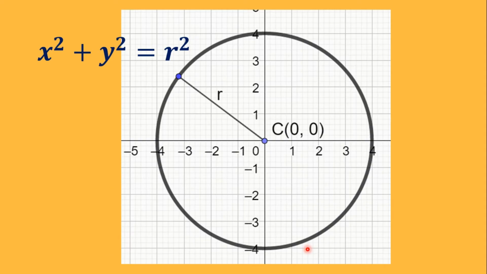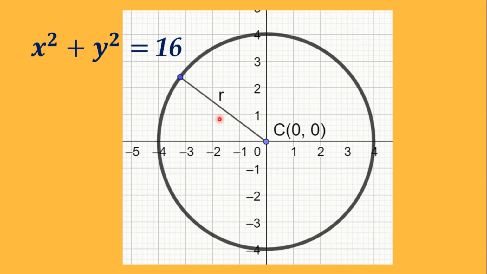Take for example this figure. The circle has its center at (0, 0) and radius r. The value of r cannot be determined easily if we look at this line segment. But if we investigate further, the circle passes through the point (-4, 0). Thus, it gives us an idea that r is equal to 4. So, the equation of this circle is x squared plus y squared equals 16.